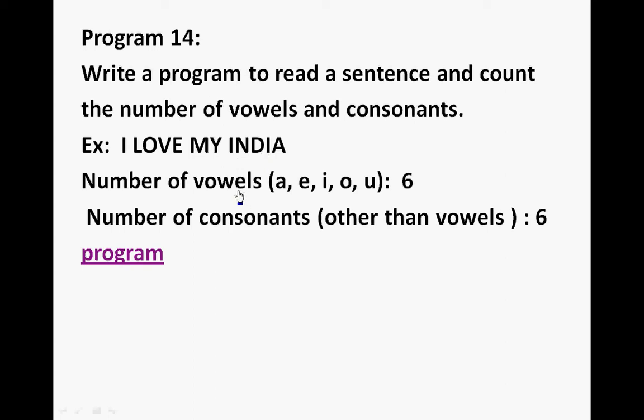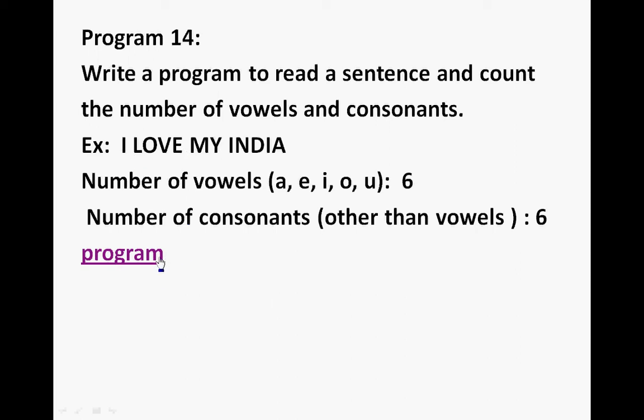vowels. What are the vowels available in English? That is A, E, I, O, U. So in the given string "I love my India", there are 6 vowels, that is I 1, O 2, E 3, I 4, I 5, A 6. Totally 6 vowels. Consonants means other than the vowels. Remember, we have to eliminate the white spaces between these strings.